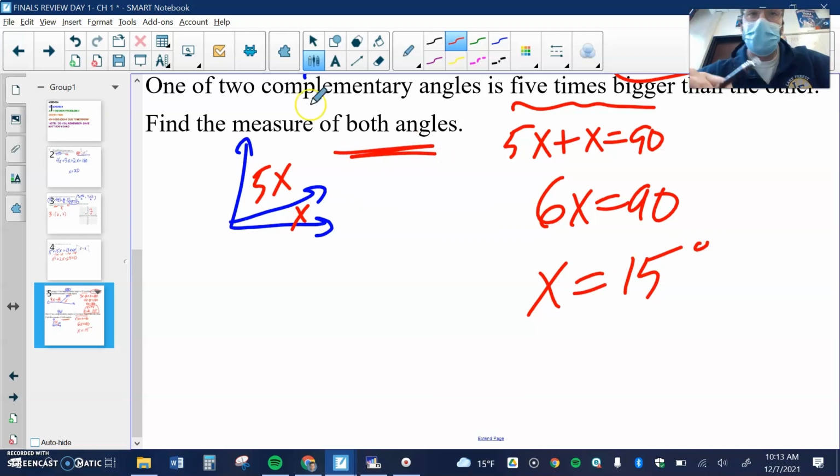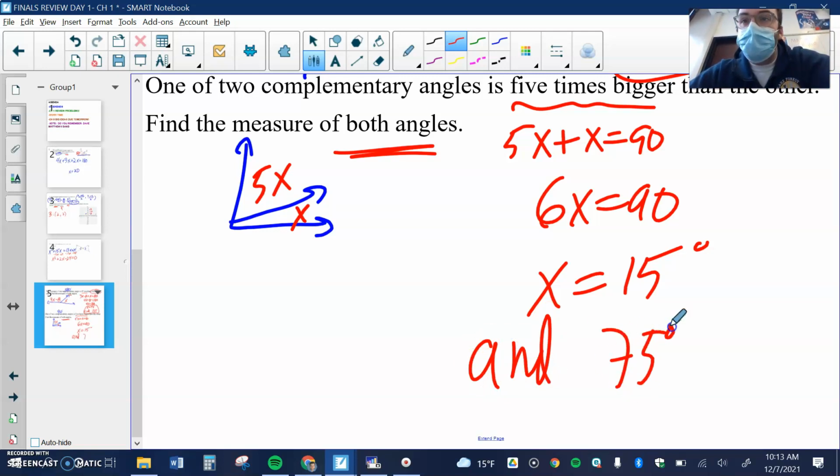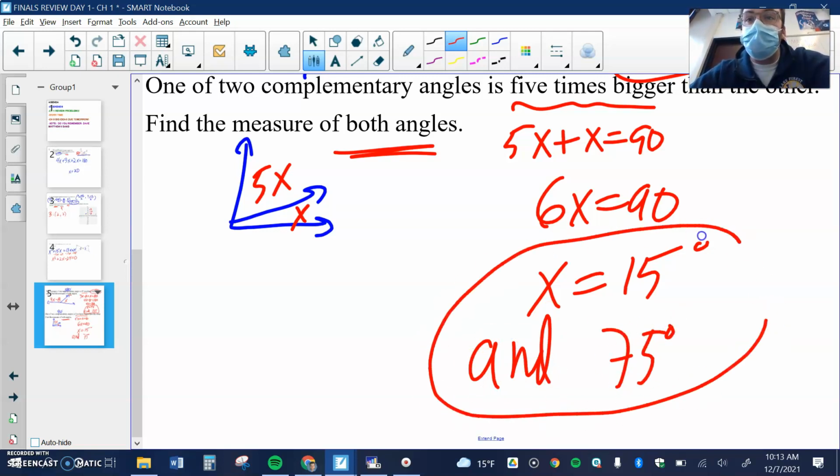Find the measure of both. Again, I can plug this in, 15 times 5, or I could just subtract 15 from 90 and get 75 degrees. Those are our two angles.